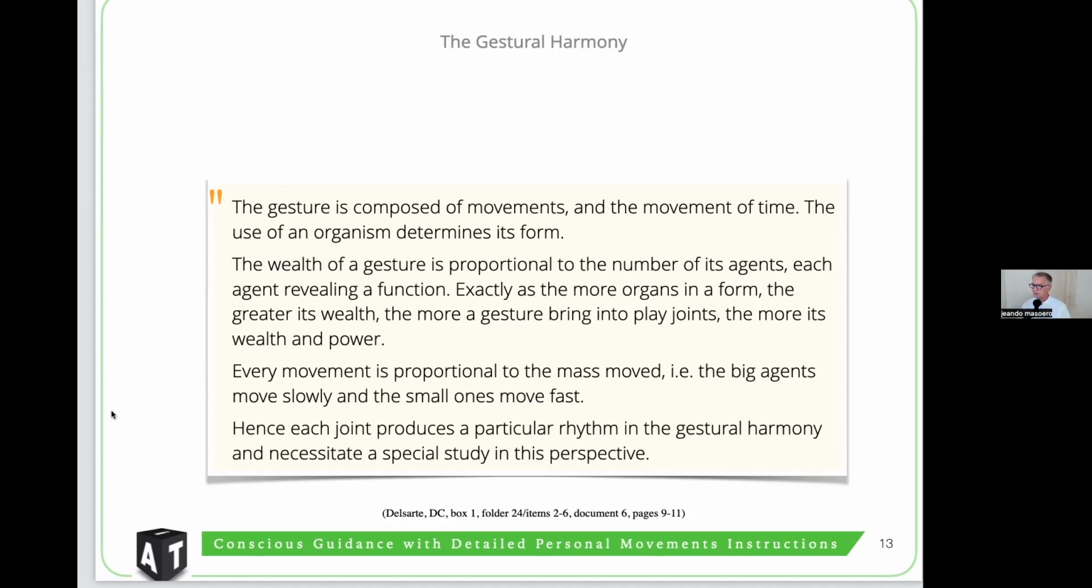So we are starting to consider coordination as different movements happening at the same time, but these movements have different speeds. The movement is made of time is a very simple definition of speed. Speed is the amount of space that you cover in a certain time. And that use of the organism determines its form.